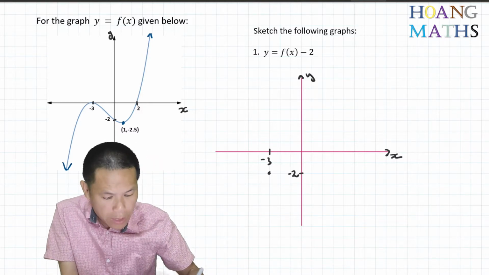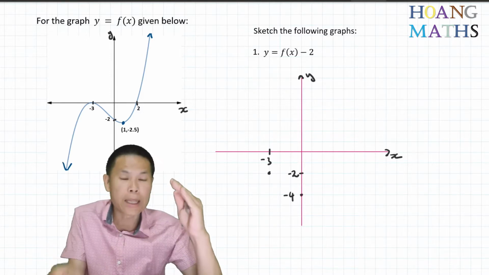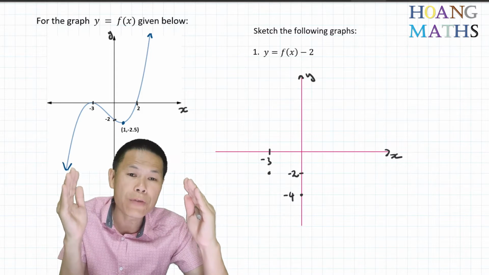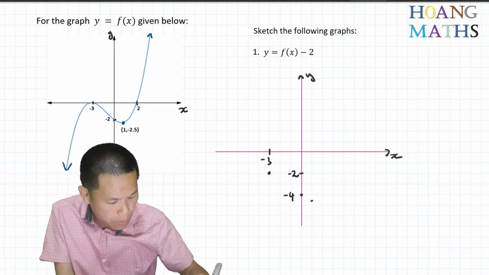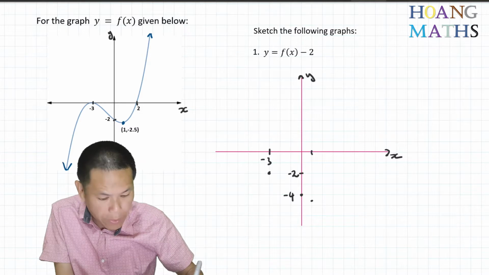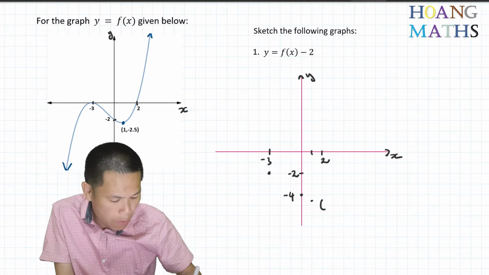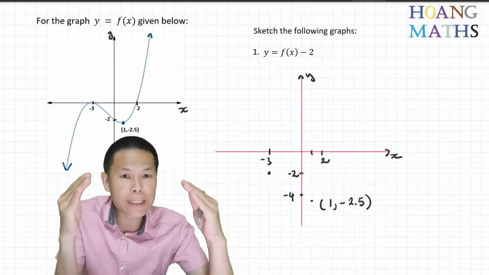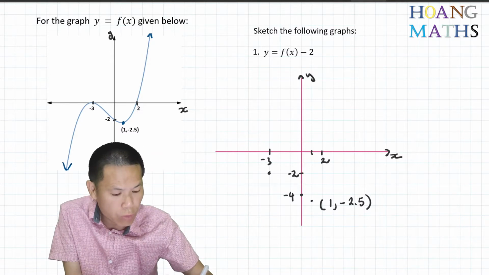So that becomes negative 4. That is the y-intercept. And the turning point 1, negative 2.5 moves down 2 units, so that becomes 1, negative 4.5. So this is 1 and this is 2. And the x-intercept at 2, 0 also moves down 2 units, so 2, 0 becomes 2, negative 2 here as well.